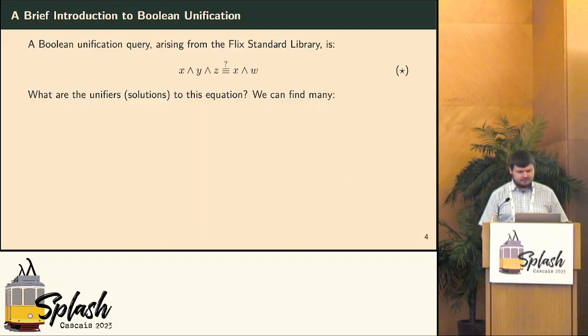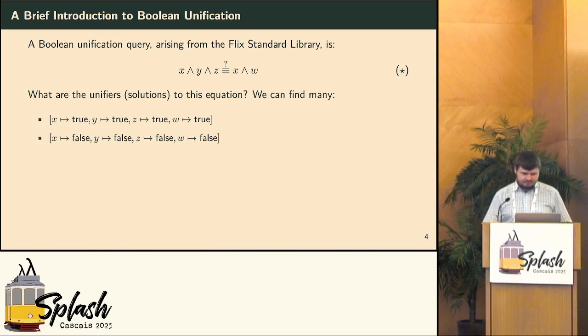Let's first look a little bit at what Boolean unification is. In the Flix standard library, somewhere deep inside type inference, this constraint arises. Here we want to unify x ∧ y ∧ z with x ∧ w. If you look at this equation, I'm sure you can find solutions. For example, if we set all the variables to true, that's a solution. Another solution is we could set all the variables to false. We could also be more sophisticated and see it's actually okay if we set just x to false. Then we can choose the rest freely.